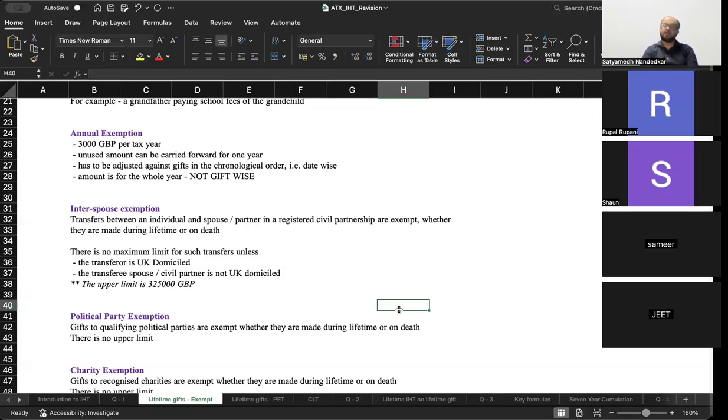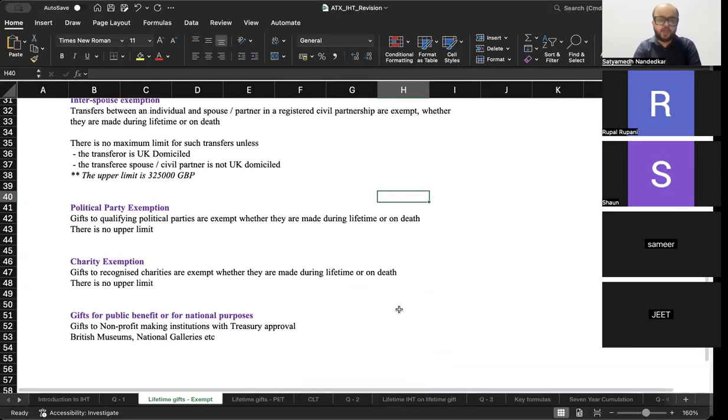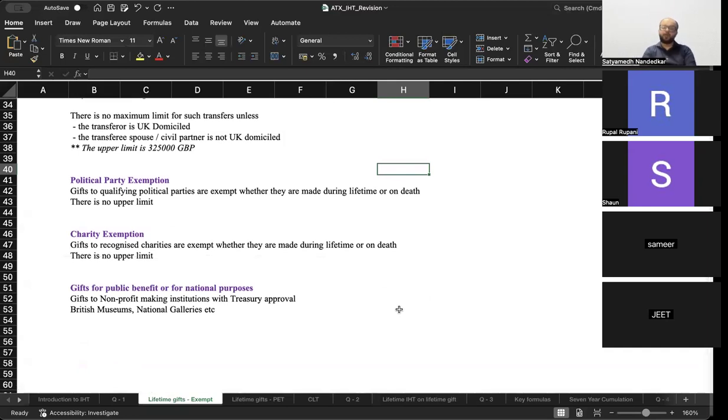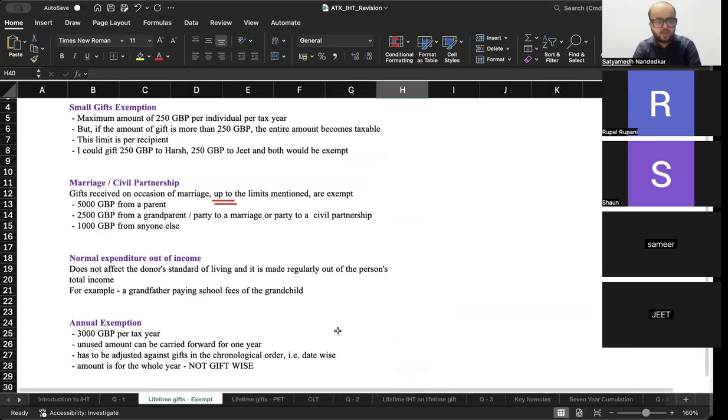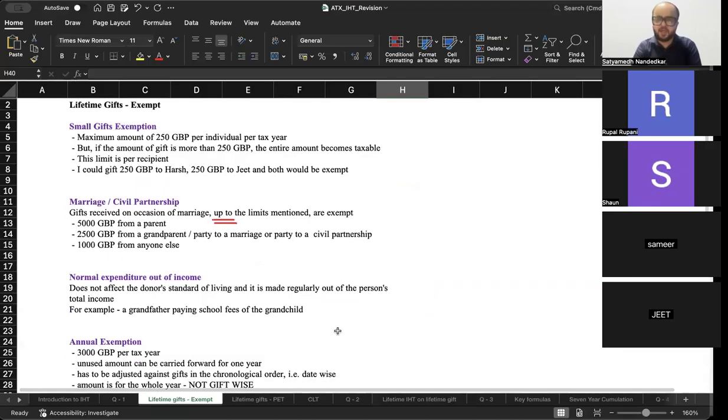But if the transferor spouse is UK domicile and the transferee spouse is not UK domicile, then there is an upper limit on the amount of inter-spouse exemption. That is 3,25,000. Political party exemption, gifts to a political party, amounts given to a charity are exempt, and gifts for public benefit or for national purposes are exempt. Okay, these gifts are exempt when they are given at any point in time and the limits are given to you.